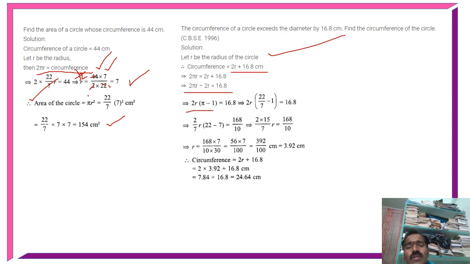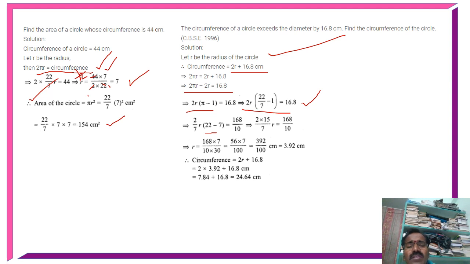After simplification, substituting 22 by 7 and taking factorization, 2r into 22 by 7 minus 1 equals 16.8, and we know 7 is the LCM. 22 minus 7 by 7 into 2r, that is nothing but 2 by 7 r times 22 minus 7, equals 168. We wrote 16.8 from decimal form to fraction form, that is 168 by 10. Then after simplification, we have 2 into 15, 22 minus 7 is 15, by 7 r.